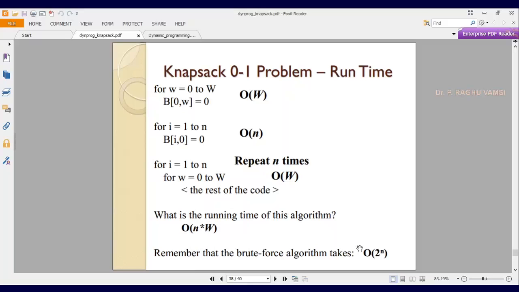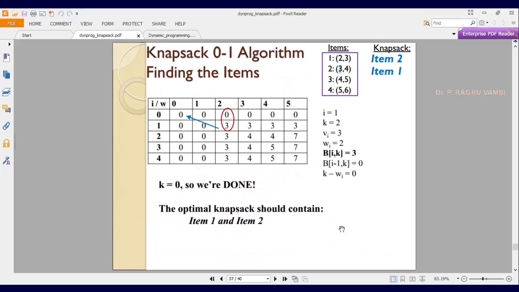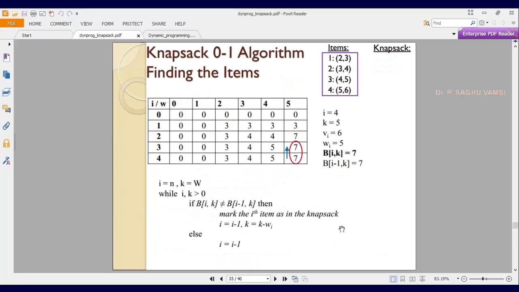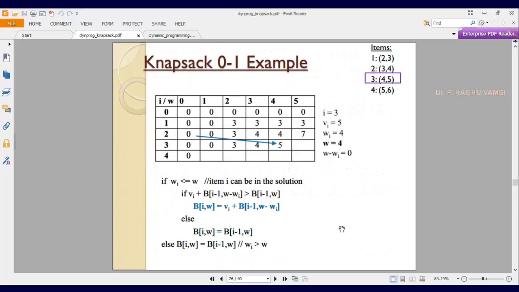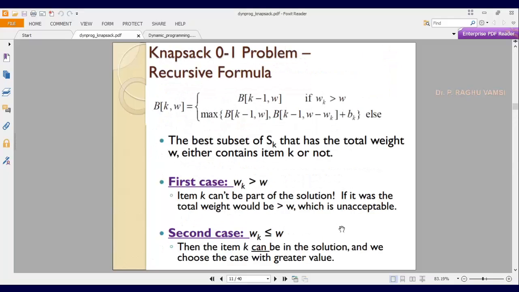Remember that in brute force we are going to take 2 power n, that is we are going to try all possible combinations, so we get 2 power n. So with the dynamic programming approach, we have achieved a lower time complexity compared to the brute force approach. So this is the way this knapsack problem will be solved, and among all these things, you are supposed to remember the procedure, especially this particular formula.